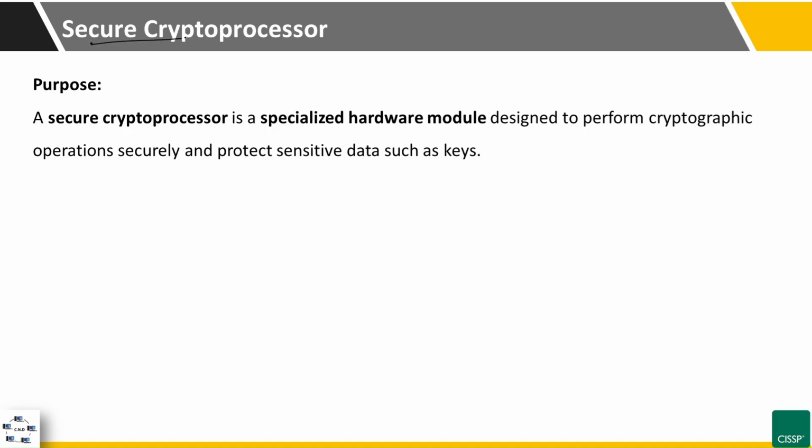Next is the secure crypto processor. The purpose of a secure crypto processor is to do certain cryptographic operations securely. So what is a secure crypto processor? A secure crypto processor is a specialized hardware module designed to perform cryptographic operations securely and protect sensitive data such as keys.